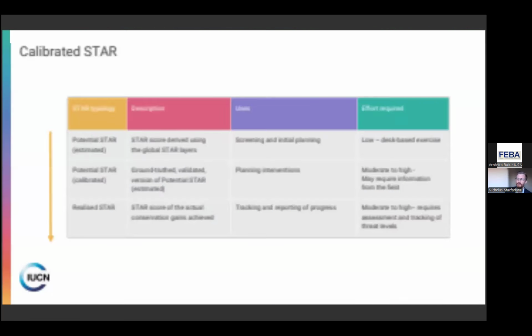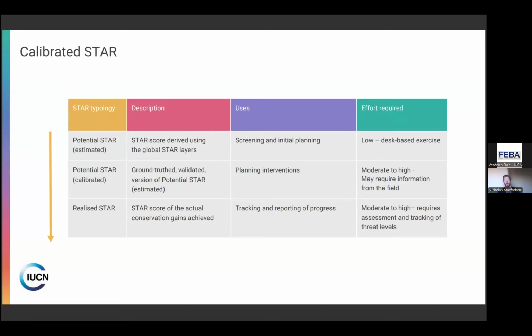Next slide, please. The first near-term development is calibrated STAR. And this is important because estimated STAR that uses the global Red List assumes that threats and populations are evenly distributed across a species' area of habitat. And while this is a necessary assumption to make for screening and planning, we know it's often not true. And directing action on the ground will need more site-specific information.